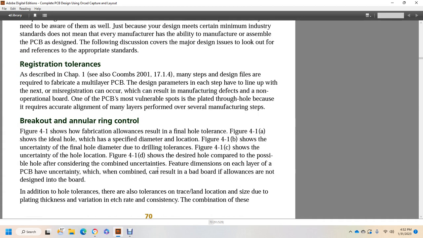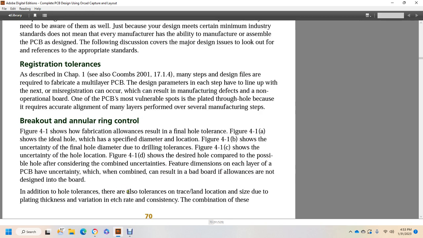Figure 4.1 shows the fabrication line with the result of the fine hole tolerance. Figure 4.1a shows the ideal hole with the specified diameter. Figure 4.1b shows the uncertain final hole diameter with the drilling tolerances. Figure 4.1c shows the uncertainty of the hole. Figure 4.1d shows the desired hole compared with the possible holes when considering the combined uncertainties. Each layer of the PCB has an uncertainty which, when combined, can result in a bad board if allowances are not designed into the board.